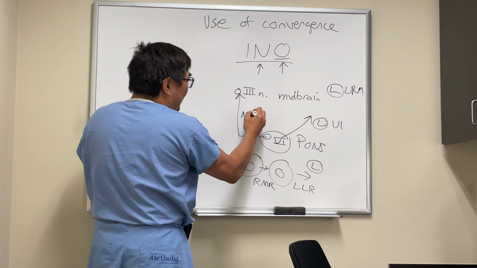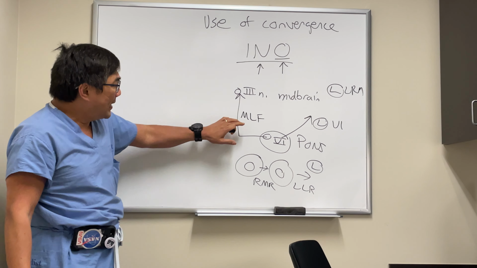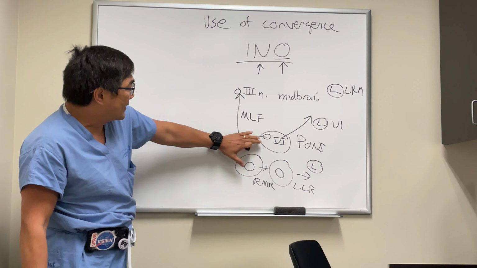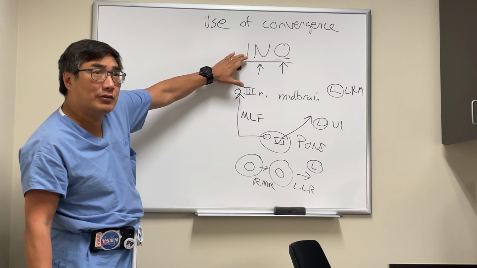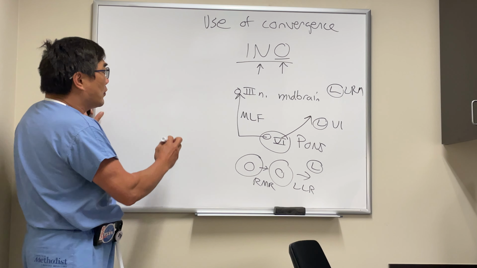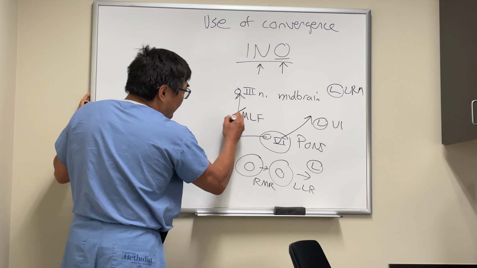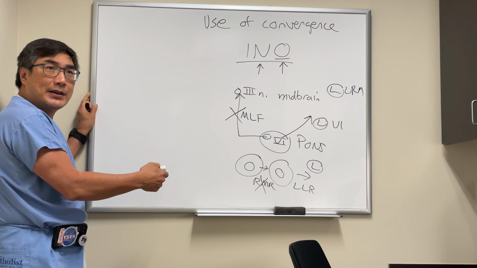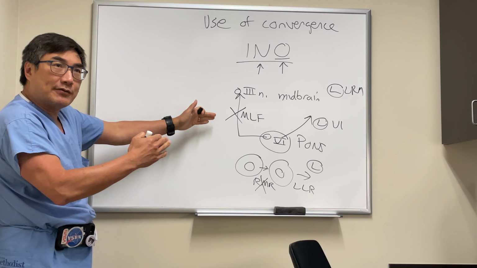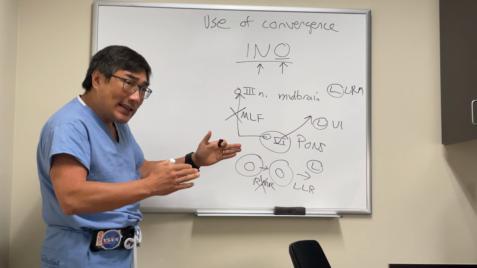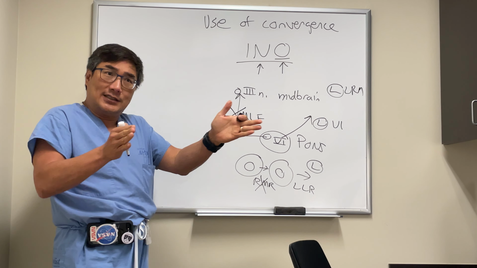And that is mediated by the medial longitudinal fasciculus, a white matter bundle that is the interneuron between the two nuclei, nucleus 6 and nucleus 3. And so when we have an INO from an MLF lesion, we're not able to adduct the eye because the medial longitudinal fasciculus is not receiving the signal from the sixth nerve nucleus. And so we have an adduction deficit or an adduction lag.